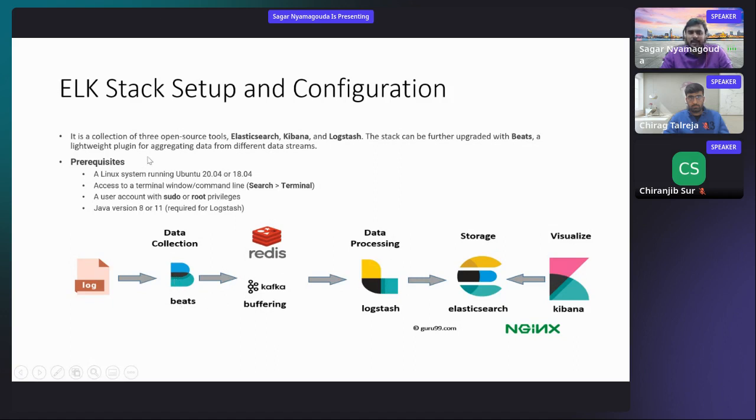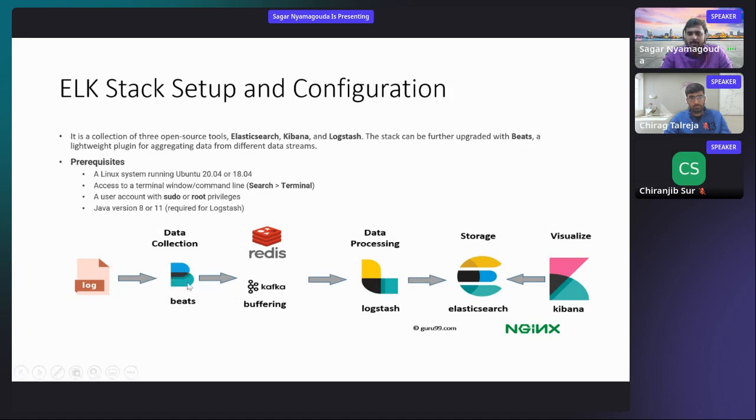Beats is just a plugin for aggregating data from different data streams. Similar to Logstash, Beats is also an agent which needs to be installed on all the servers from where you want to collect the logs. It might be your server logs, application logs, or any syslog, whatever different kinds of logs you have, you can collect from those servers. The overall work of Beats is simply to take the logs from the server and ship them to Logstash.